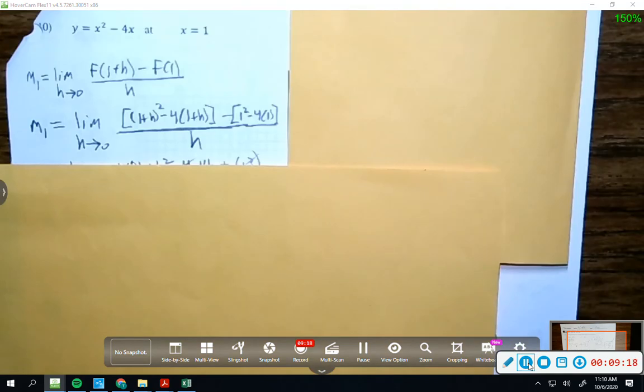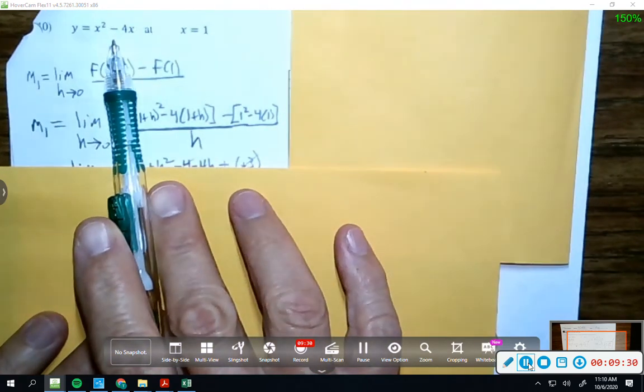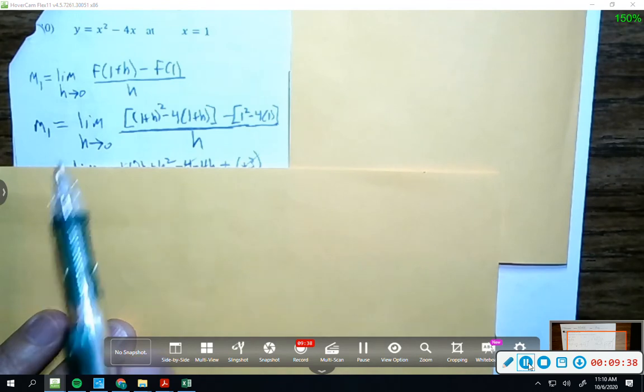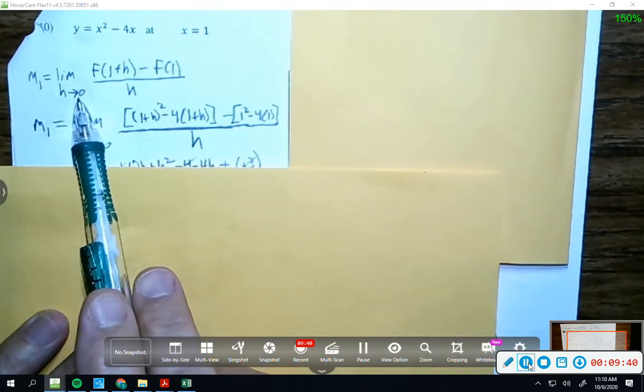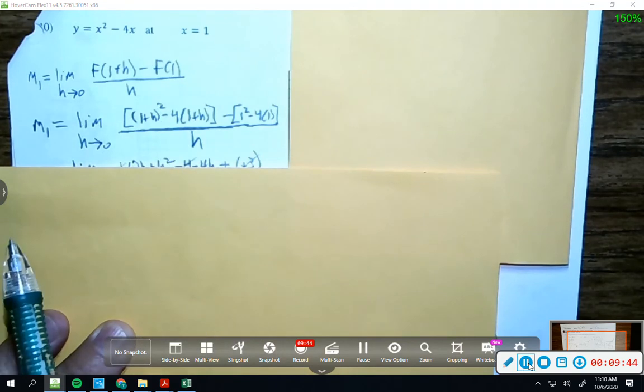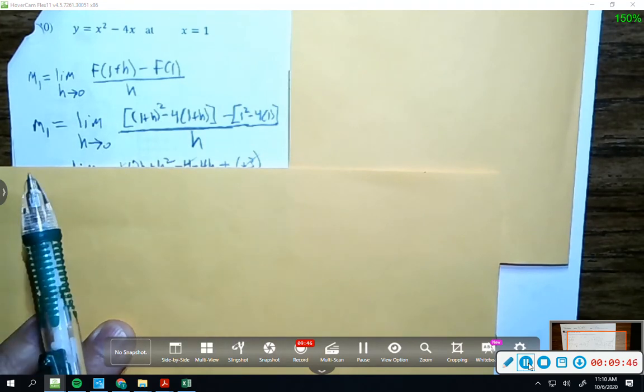Speaking of that limit definition, here it is. Now we're getting into problems in which we want to find the slope of this curve, not a line. So we can't just use the difference quotient or the slope formula by itself, but we have to take the limit as h approaches 0 of the difference quotient. So you have to know this.